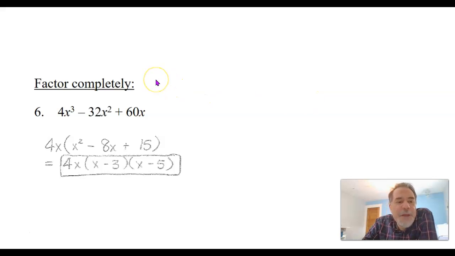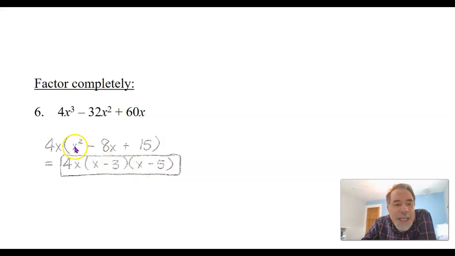Now we're going to be doing some more factoring, and here the directions say factor completely. So we'll start by looking for the greatest common factor and pulling that out, and then see if there's anything else we can do. So here these three terms have a greatest common factor of 4x. You can pull out the 4x times x squared minus 8x plus 15, and then this x squared minus 8x plus 15 can be broken up further.